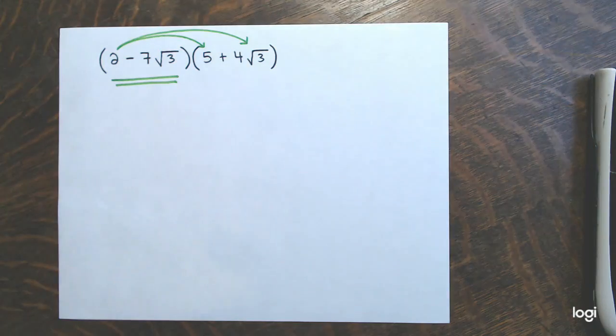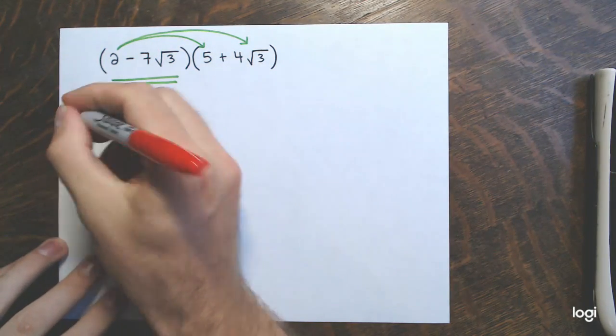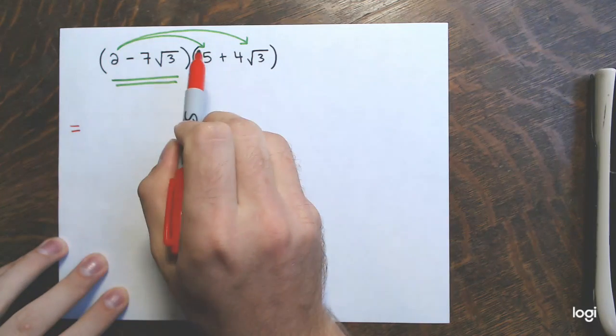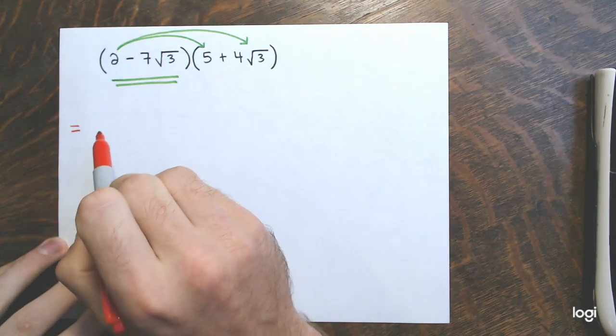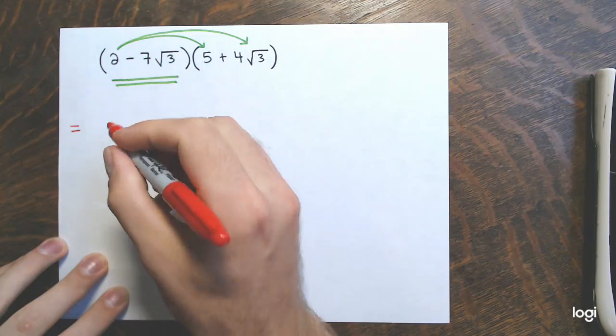And I'll write out these terms of the product as we go along. So the first one I have, 2 times 5. Now I know what that is. I'm not going to write out 2 times 5. 2 times 5 is 10.